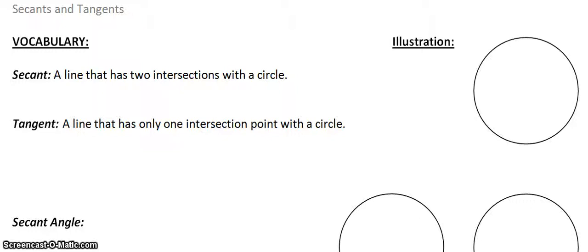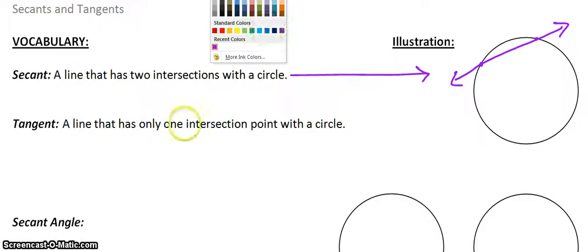Hi everyone! The goal of this video is to talk about secant and tangent lines and the angles formed from secant and tangent lines. Quick recap about what secant and tangent lines are. A secant line is a line that has two intersections with a circle. So it would cross through more than once, specifically twice, that's as many times as it can. It looks something like that.